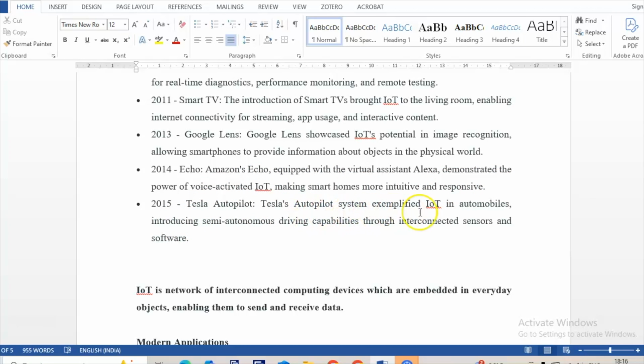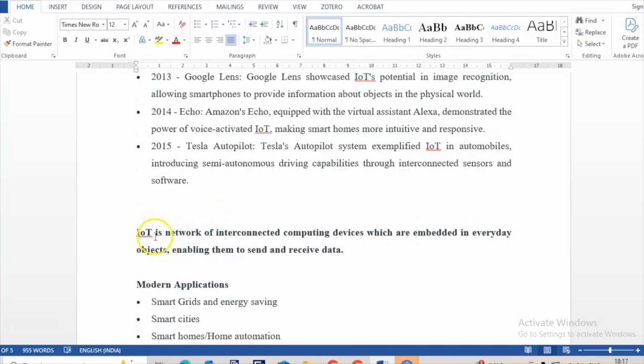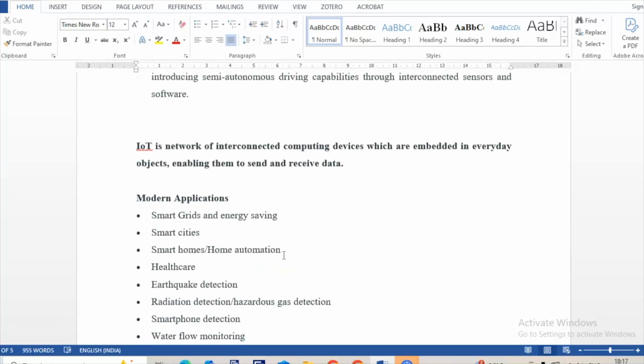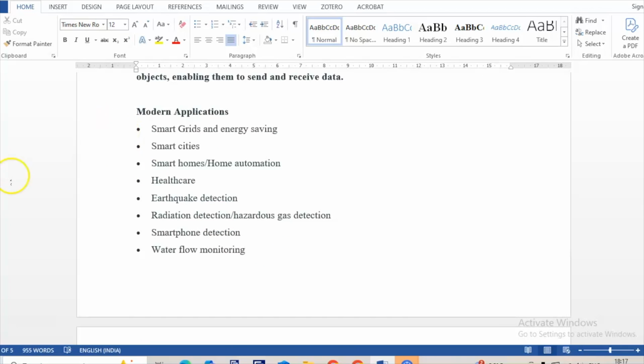Tesla's autopilot system exemplified IoT in automobiles, introducing semi autonomous driving capabilities through interconnected sensors and software. In this way, we can see the history of IoT, that's Internet of Things. Hence, IoT is a network of interconnected computing devices which are embedded in everyday objects, enabling them to send and receive data.